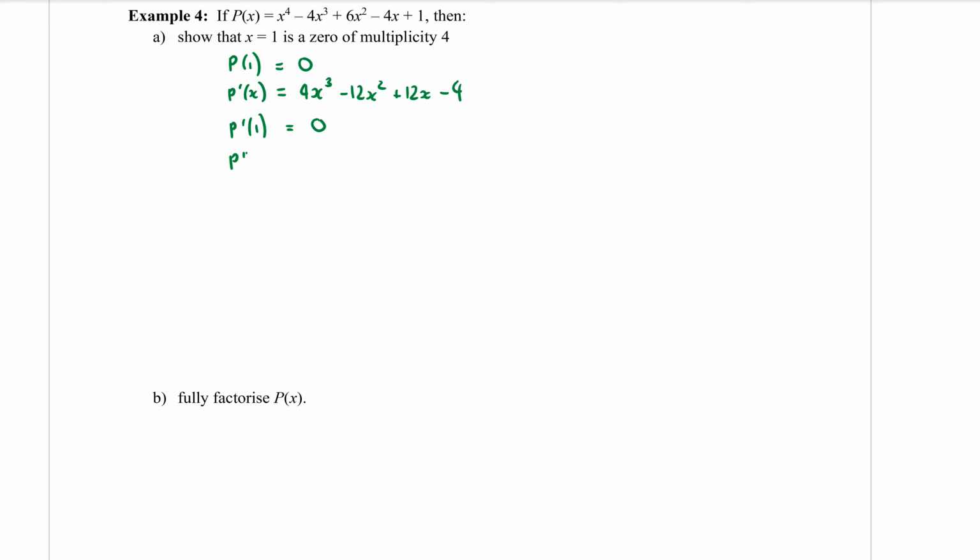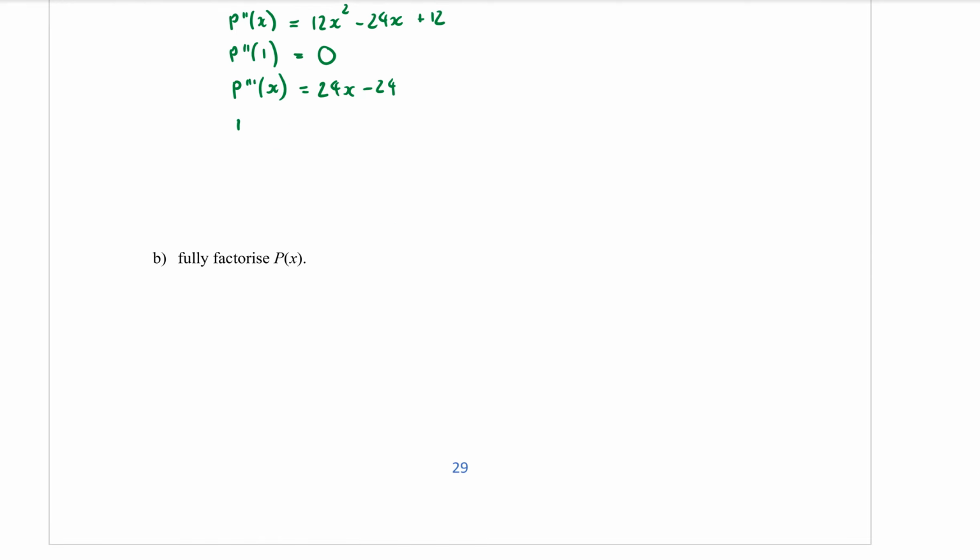I go to my second derivative. 3 times 4 is 12x squared minus 24x plus 12. And I sub my 1 into the second derivative, and it equals 0 again. I go to my third derivative of my polynomial. 2 times 12 is 24x minus 24, and I sub p of 1 into that derivative. So it's 24 times 1 minus 24, which, guess what, equals 0 again.